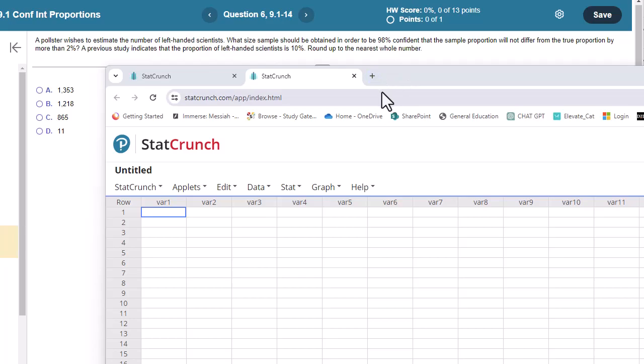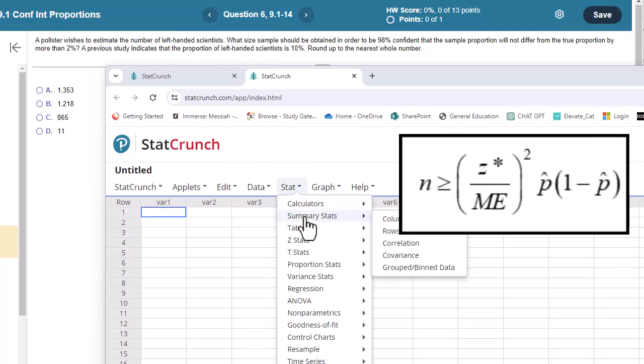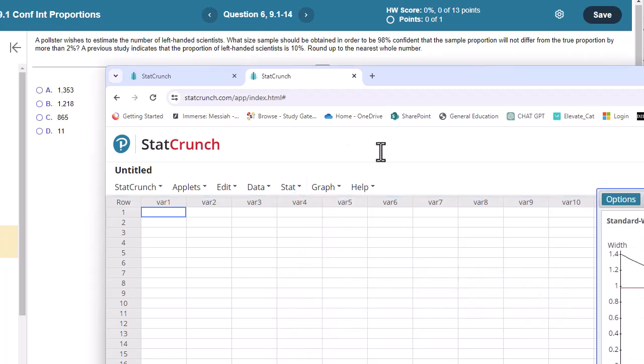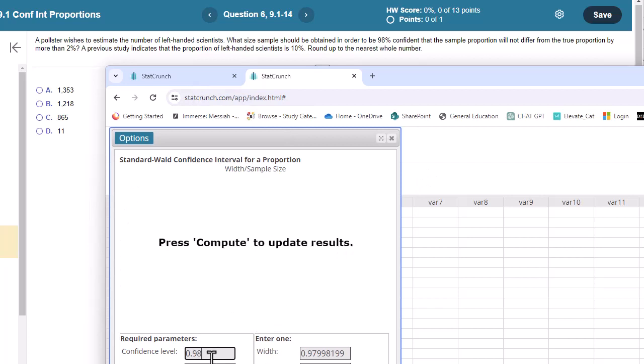Okay, again, while there is a formula for this, we're going to use StatCrunch. So we're going to go to Stat. We're talking about proportion stats, so proportion stats. And we have one sample, and we're looking at the width sample size. Okay, so it says 98%, so I'm going to change this to 98.